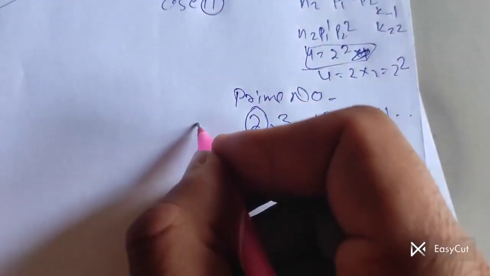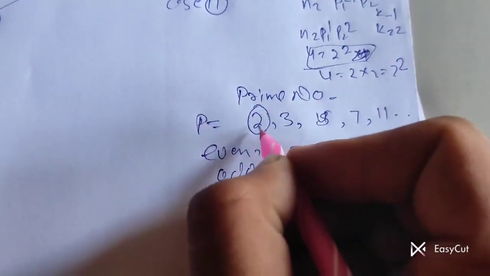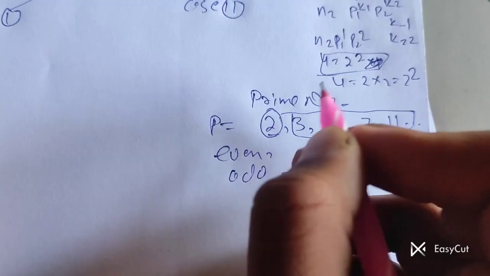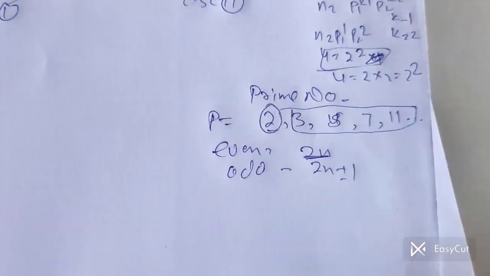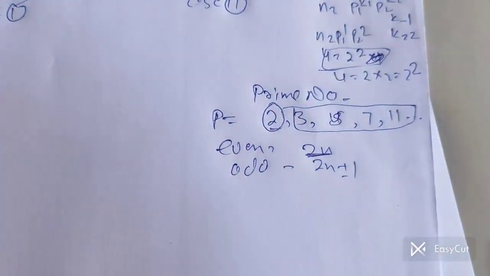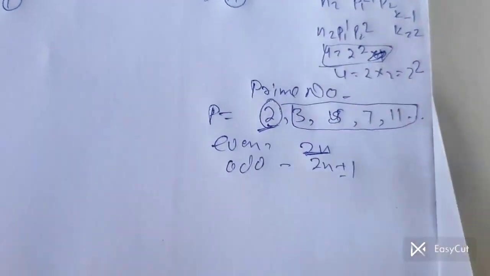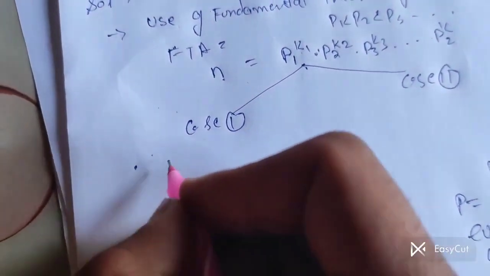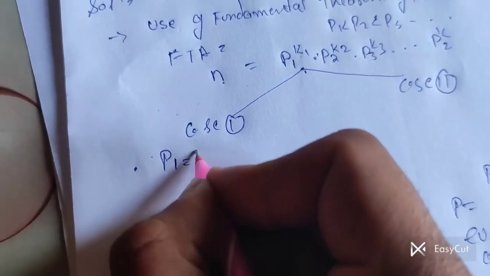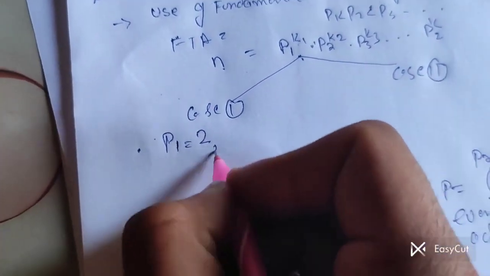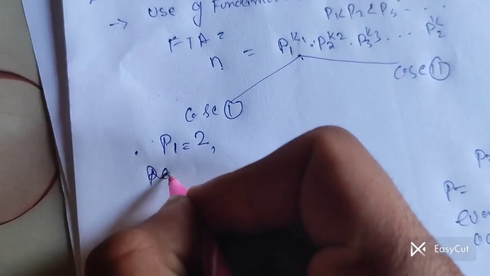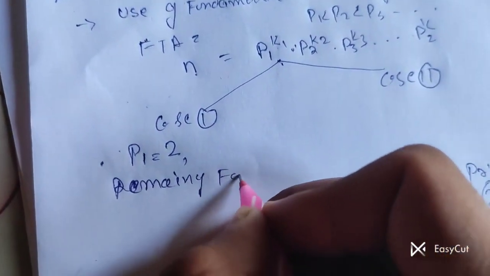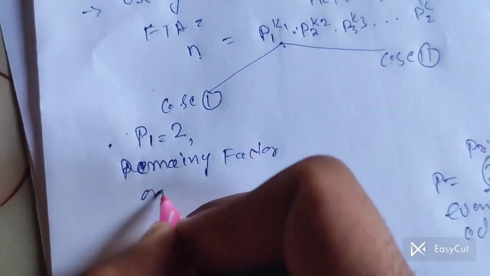So in that case, this is the prime number. Okay, so the prime number 2 is the only even number and the remaining are all odd. So every prime number is of two types. First, a single one, which is 2, is even, and the other ones are odd. So here our first prime, that is p1, is equal to 2, and the remaining factors are odd.